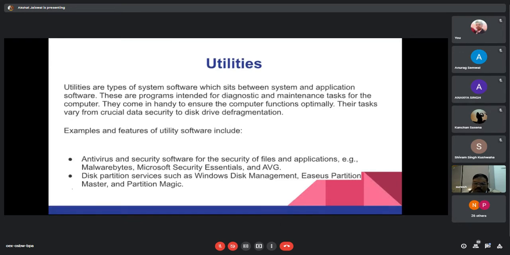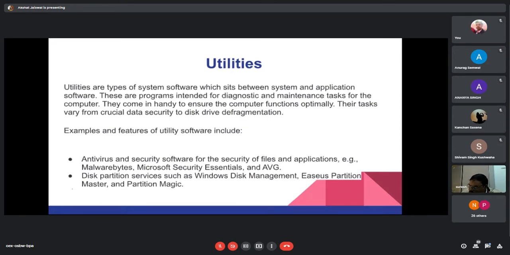Utilities. Utilities are the types of system software which sit between system and application software. These are programs intended for the diagnostic and maintenance tasks of the computer. They come in handy to ensure the computer functions optimally. Their tasks vary from crucial data security to disk drive defragmentation.